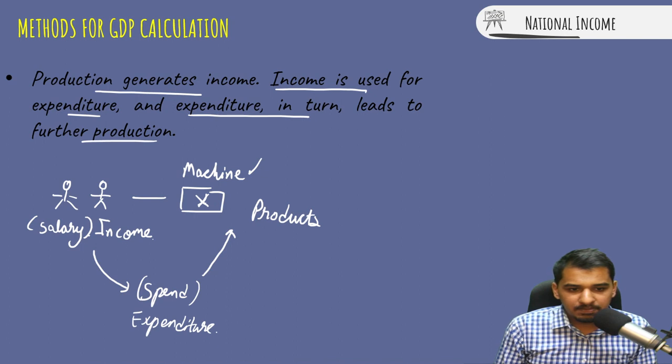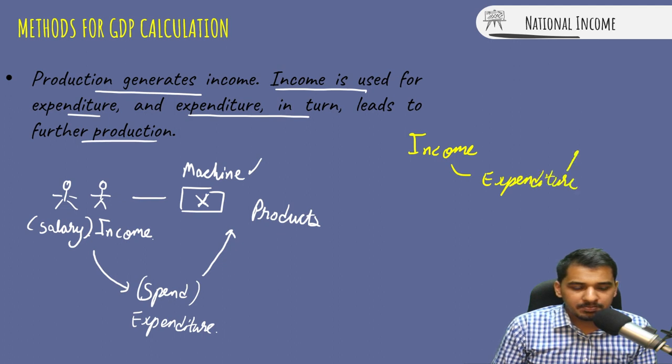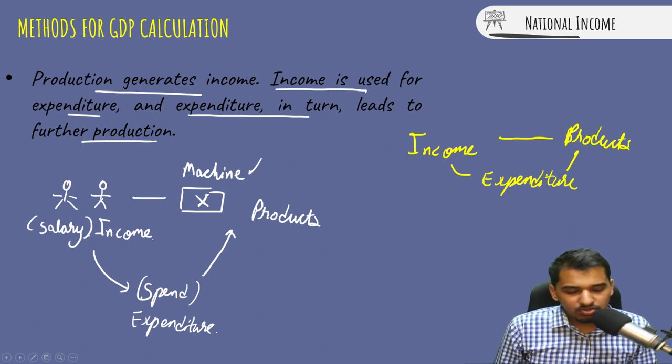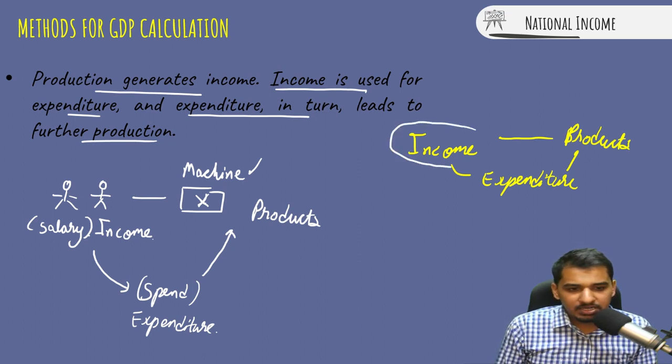So here you can see income is leading to expenditure. This expenditure is leading to products. And these products are again leading to income. So in these three ways you can calculate the GDP: by income method, by expenditure method, and by products method or production method.